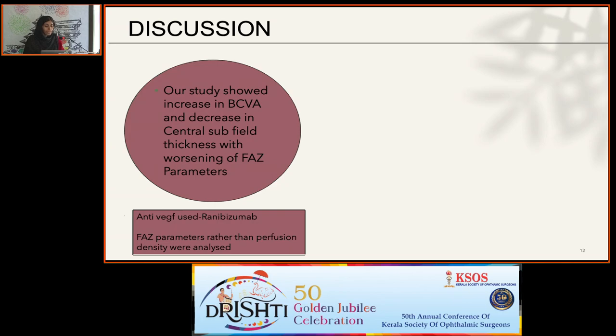Discussion: thus, our study showed an increase in best corrected visual acuity and decrease in central subfield thickness with worsening of foveal avascular zone parameters. We have used ranibizumab, which is the commonly used anti-VEGF agent, and we have measured the foveal avascular zone parameters rather than the perfusion density, which were analyzed by the similar studies.